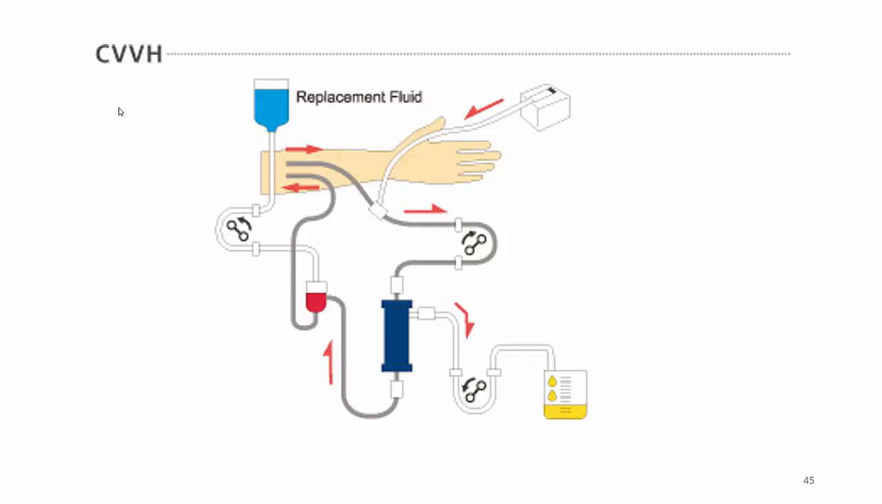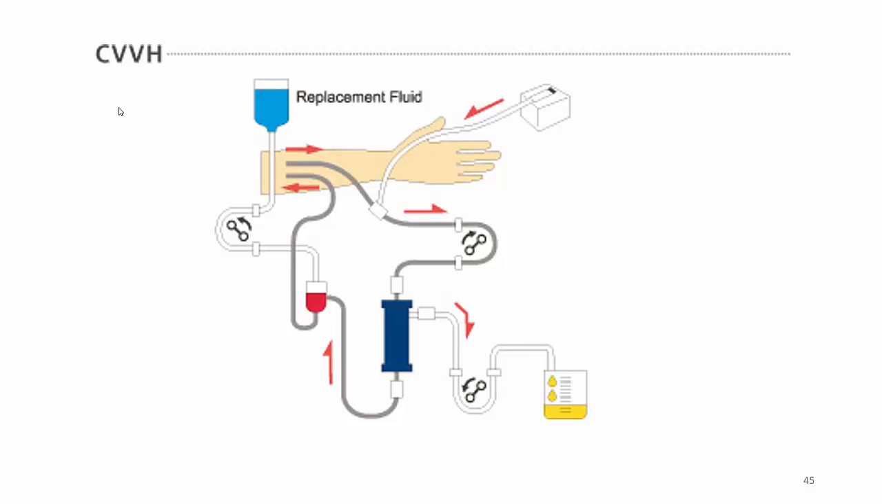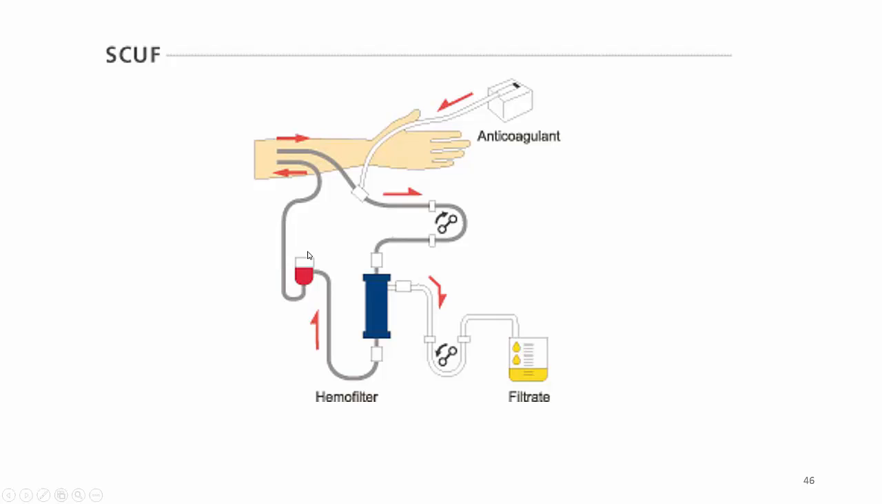SLED actually is a form of hemodialysis. It's just much slower. So it deals with diffusion rather than convection. SCUF is exactly CVVH, except that you do not really infuse anything back. See, the replacement fluid is negative. So all you do is use some convection to get rid of some fluids. So you only use it if you just want to remove fluids and you have no indication for dialysis. This is what SCUF is.